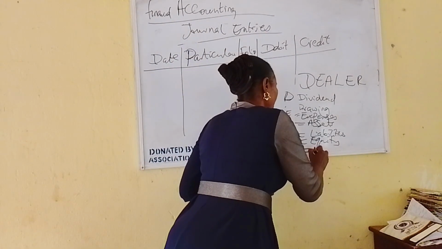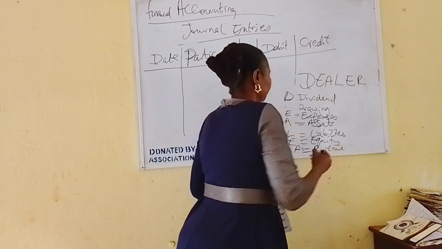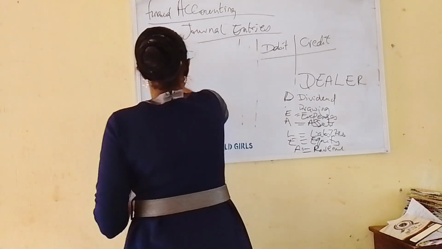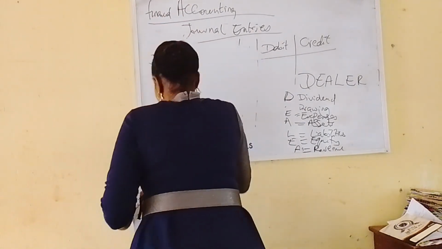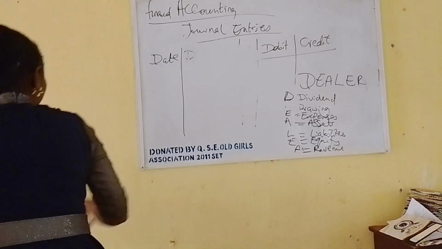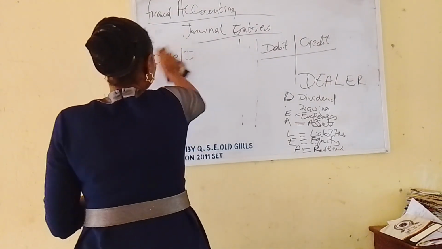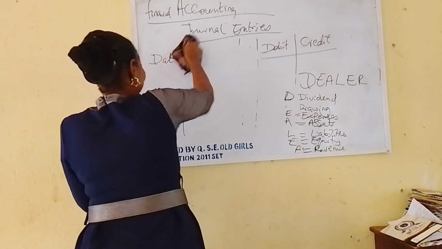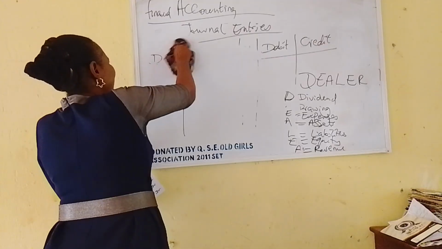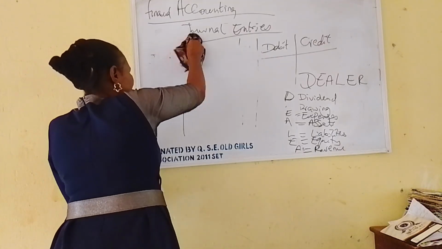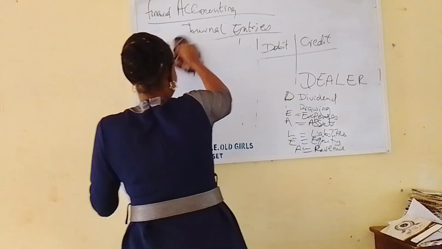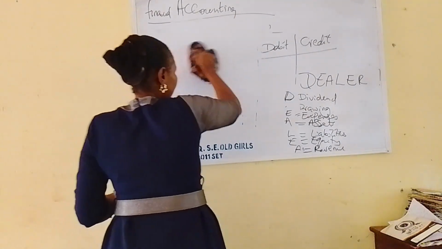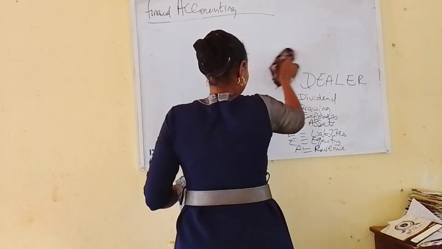R equals revenue. When you master this thing, you won't find anything difficult in recording of journal. I mistakenly used permanent marker here. Okay, it's not going out. So when you master everything here, you won't find anything difficult in posting of journal, because this is the formula for posting journal.